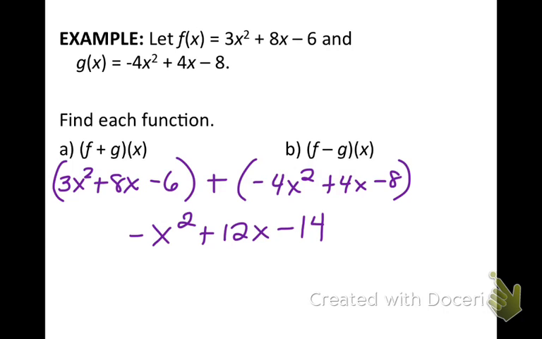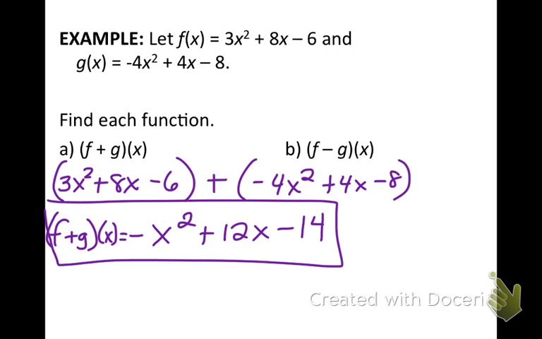But we got to make sure we watch our notation because we're in function notation. So we need to write f plus g of x is equal to that. So I know what composition of functions I did. So here I added the two functions to get the new function.